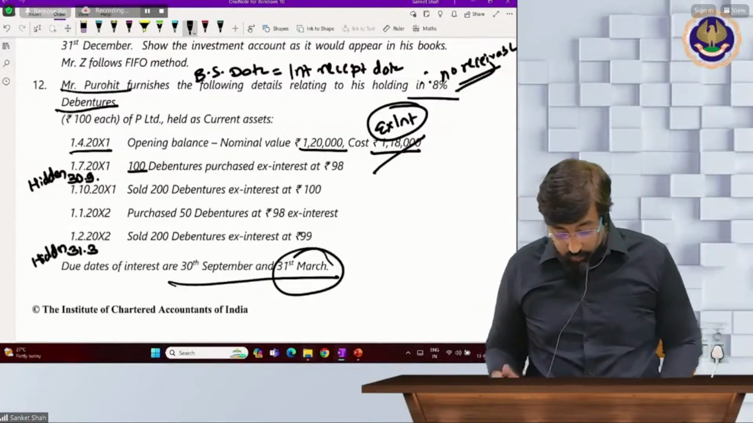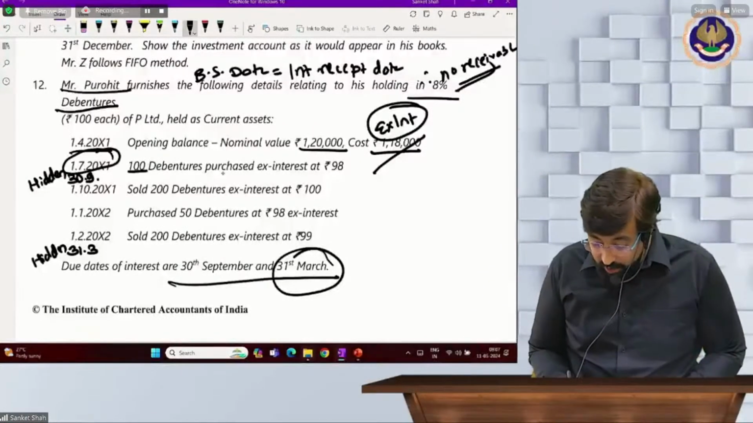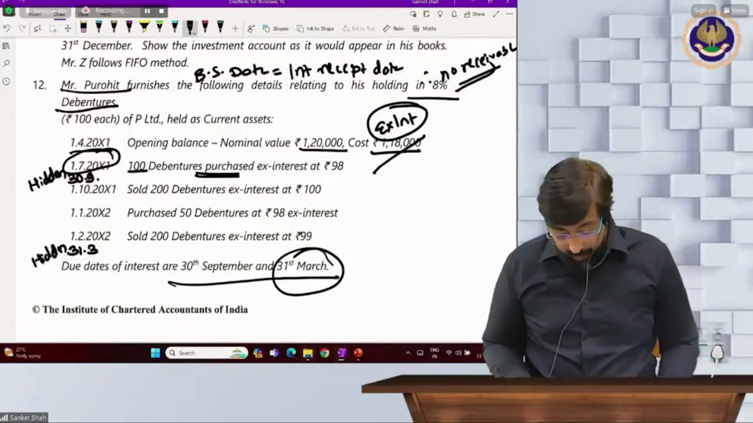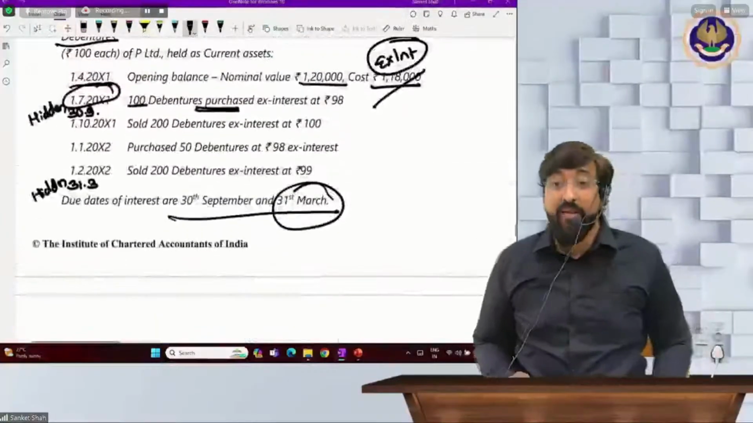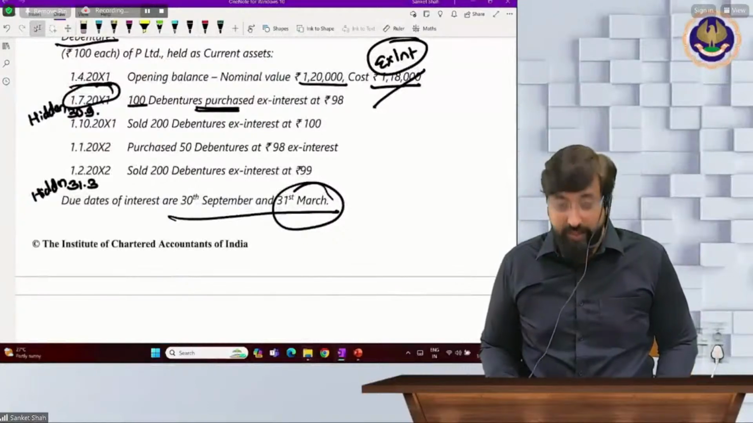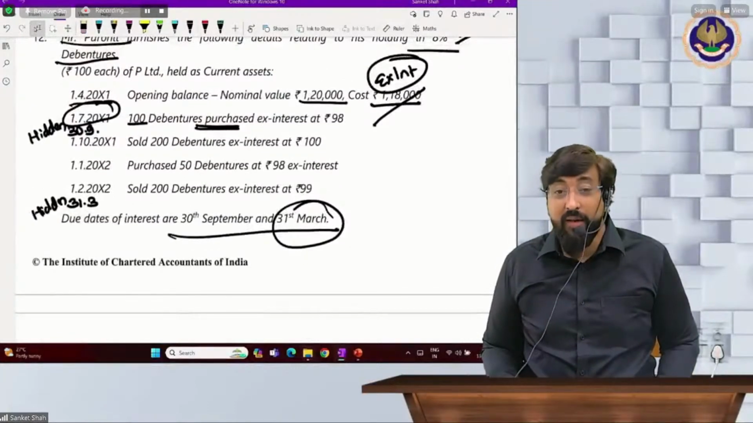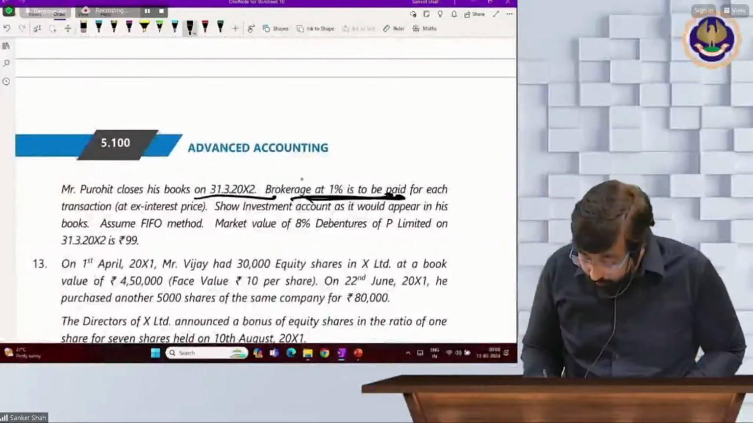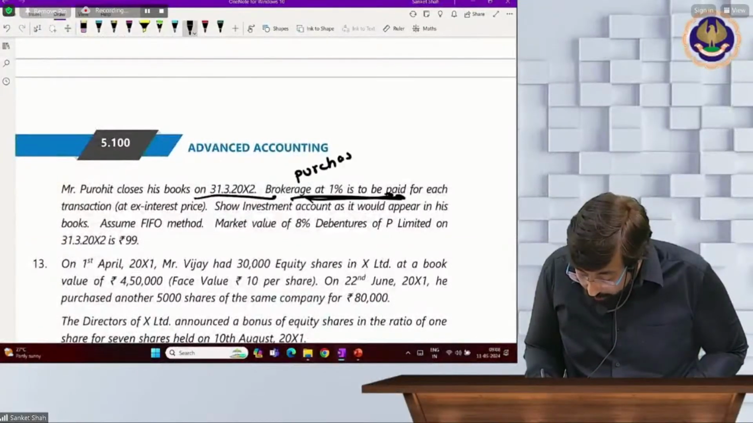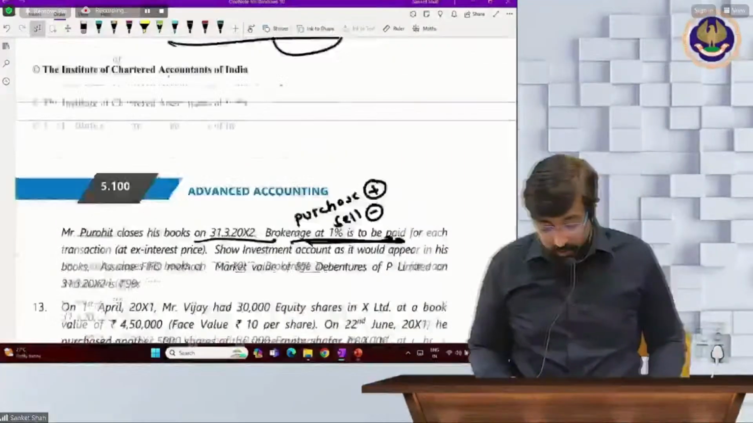Now, on 1st July you purchased the debentures, and you have to pay brokerage also, 1%. At the time of purchase, we add it. What do we do with brokerage? We add it. And at the time of sale, we less it. Write this above brokerage. In purchase, what will happen? Add. And in sale? Less. Very good, beta.